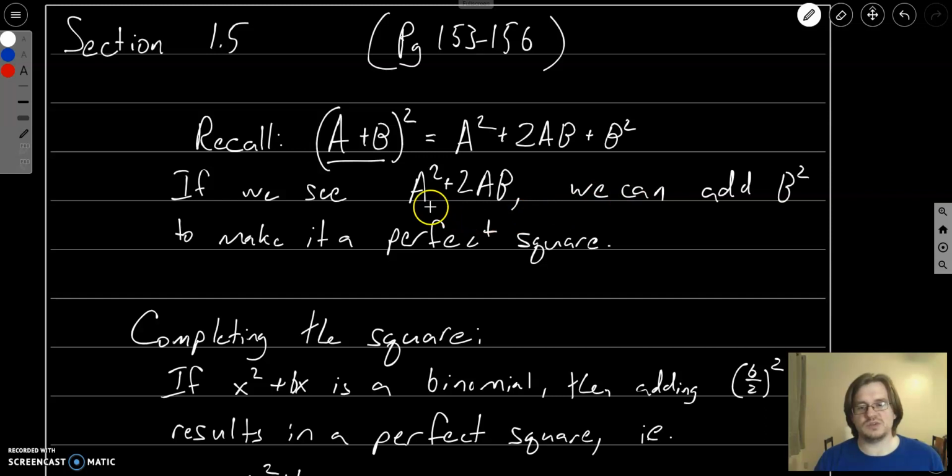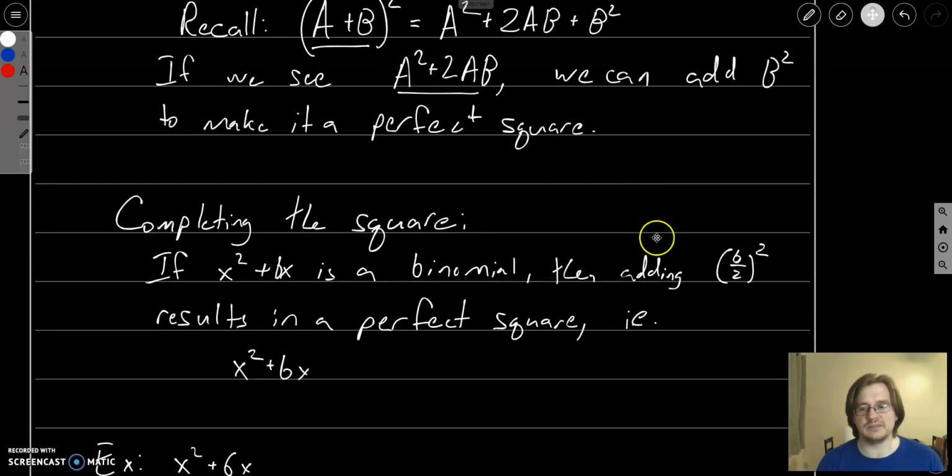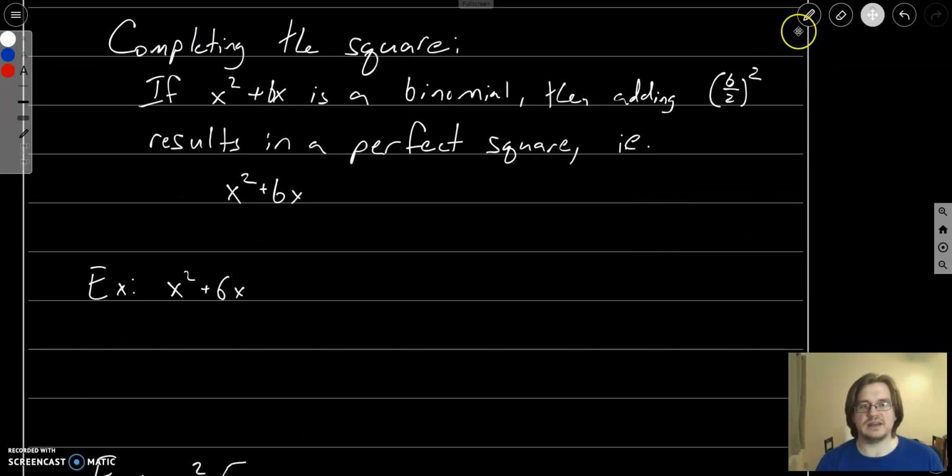So sometimes we're just going to see the first part of this. We're just going to see a squared plus 2ab in some form, and if we recognize it, we can add a b squared and everything will factor really easily. So this is called completing the square, and essentially what we'll do is we'll try to recognize when we see something like this so that we can add a b squared to it and make it factor really easily. So how do we recognize this?